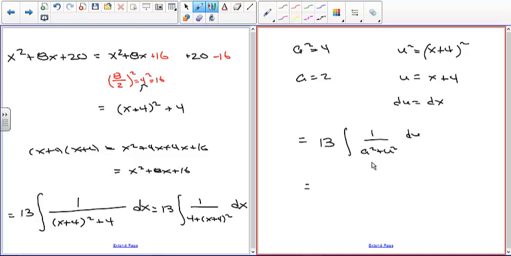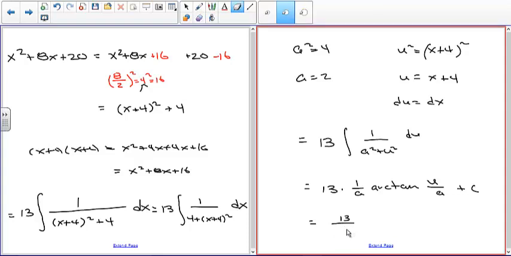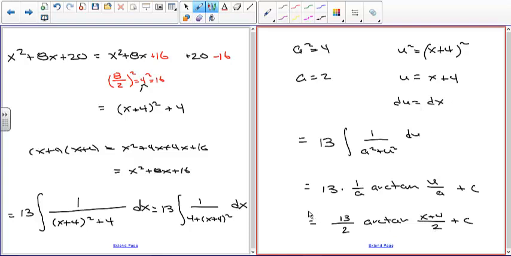So at this point, I just look up the formula. It says it's 1 over a times the arctangent of u over a plus c. And then I plug in a and u. So I get 13 over a, and a is 2, so I get 13 halves, times the arctangent of u, which is x plus 4, divided by a, which is 2, plus c. And that's your answer.